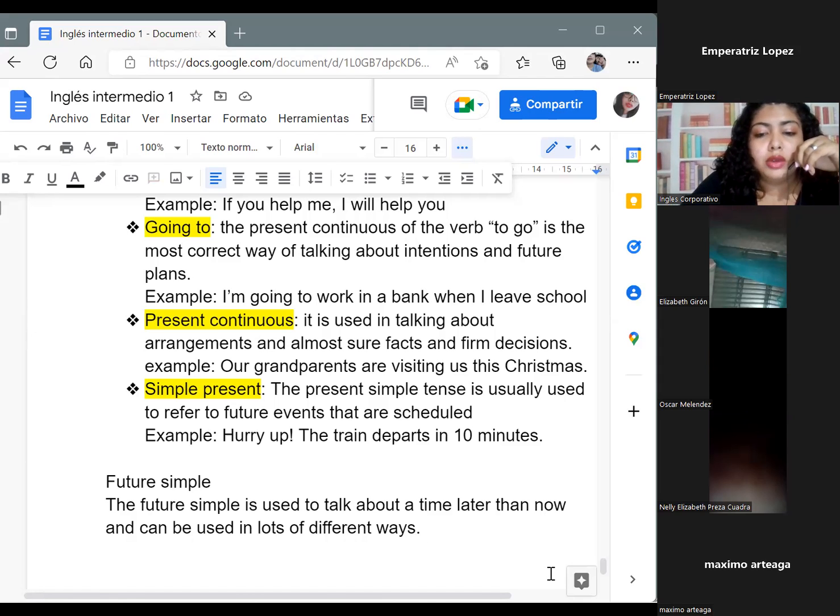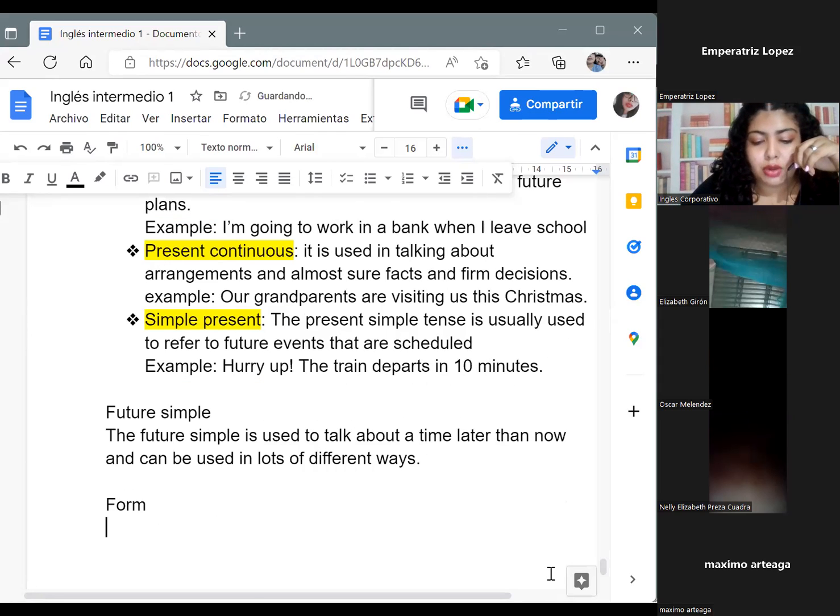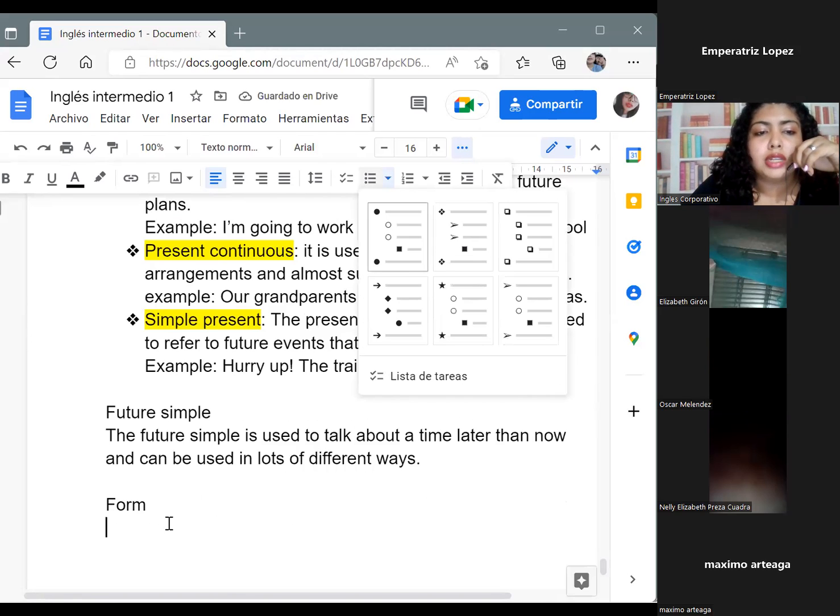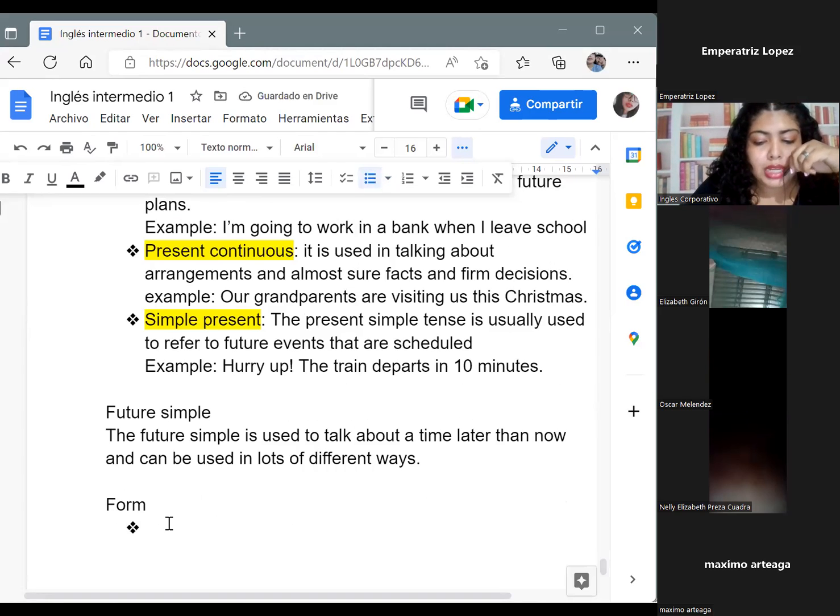So let's see. We have here form, and we have the first one. We're going to make a short list of things. In this case, it is made up of the verb will plus the base infinitive verb, but in this case, we're not going to use to. So we are going to have three important elements in this sentence. We're going to use the subject, then the auxiliary will, and then another verb in base form.